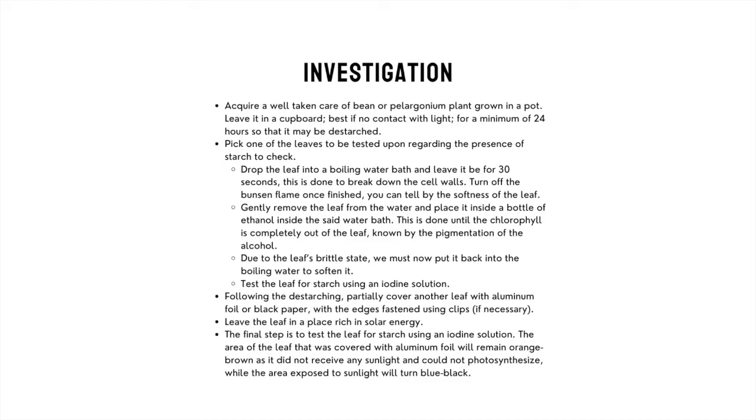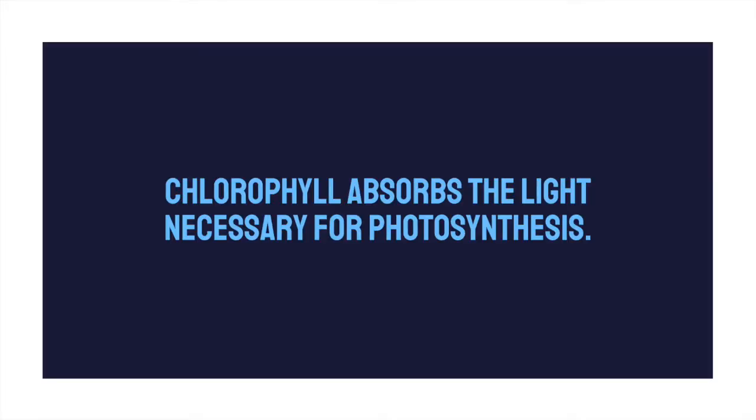The area of the leaf that was covered with aluminum foil will remain orange-brown as it did not receive any sunlight and could not photosynthesize, while the area exposed to sunlight will turn blue-black with the presence of starch. We further continue with the necessity of chlorophyll.